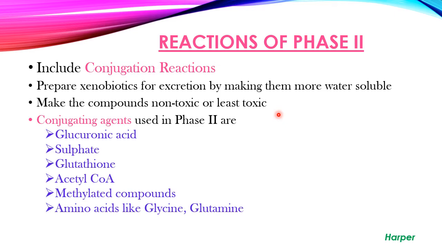Now, conjugating agents or the molecules which are used to conjugate xenobiotics involved in phase 2 are glucuronic acid, sulfate, glutathione, acetyl-CoA, methylated compounds, for example S-adenosylmethionine, and amino acids like glycine and glutamine.